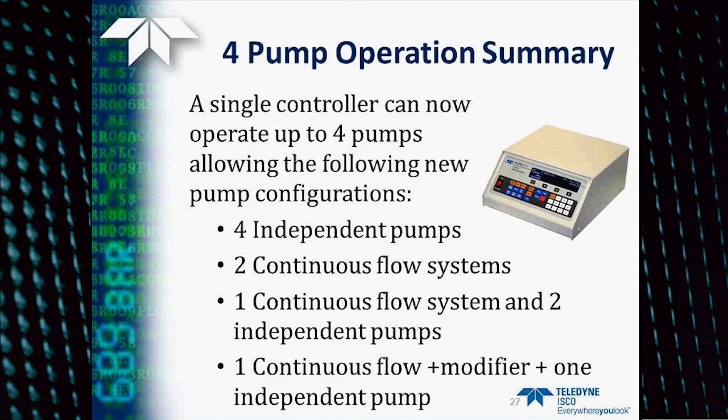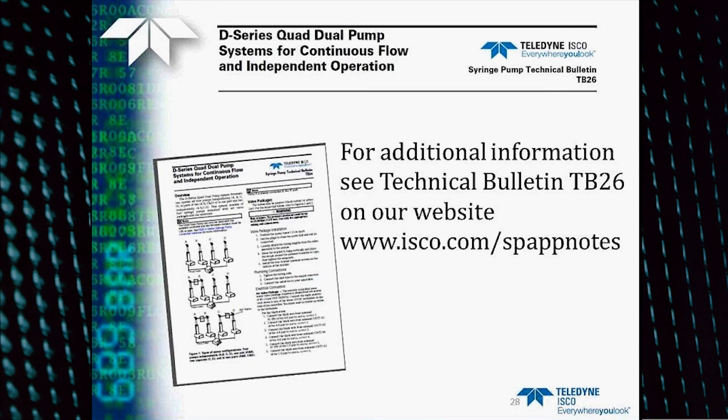So in summary, a single controller can now operate up to 4 pumps, allowing the following new pump configurations. 4 independent pumps, or 2 continuous flow systems, or 1 continuous flow system and 2 independent pumps, or a continuous flow with modifier and 1 independent pump. Again, this is all contained in Technical Bulletin 26, which you can find on our website.